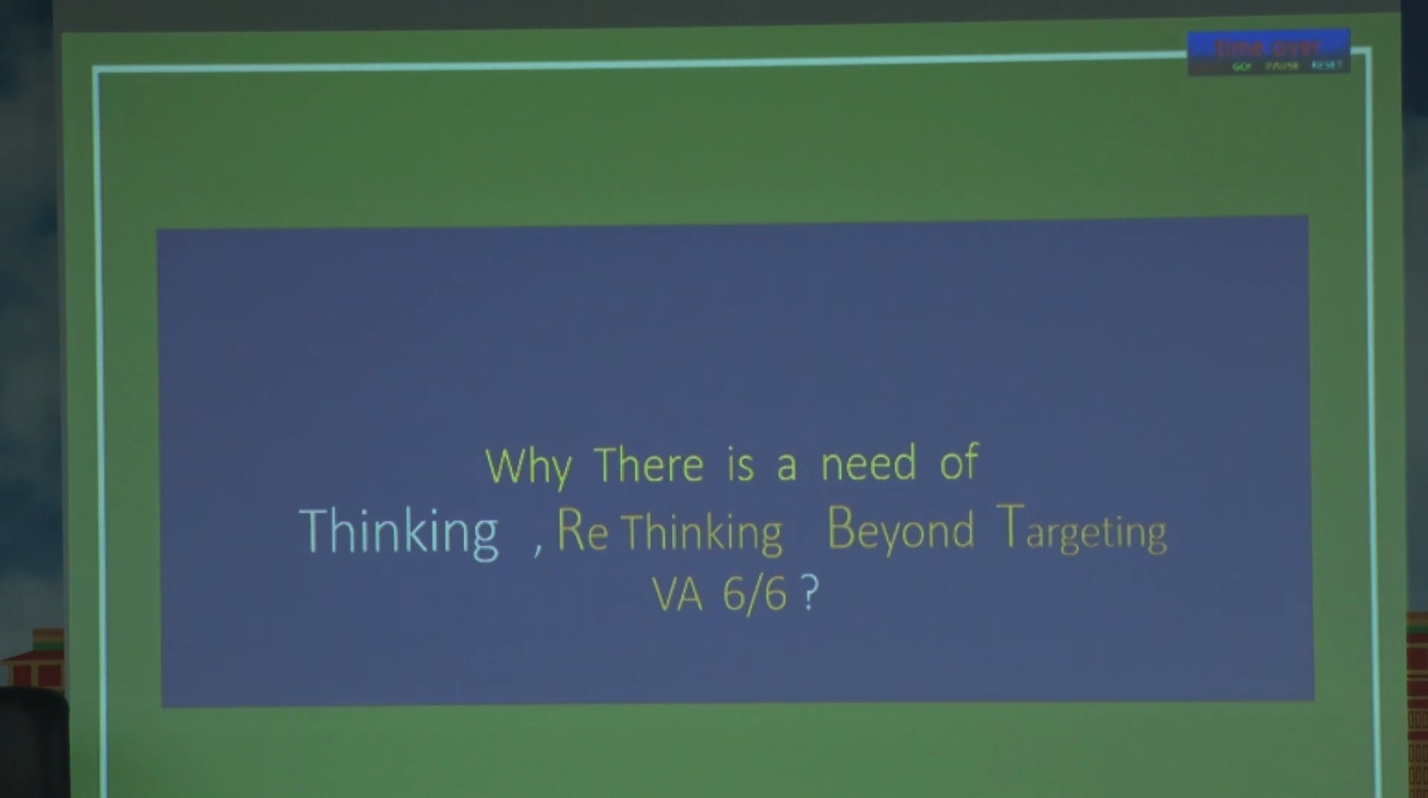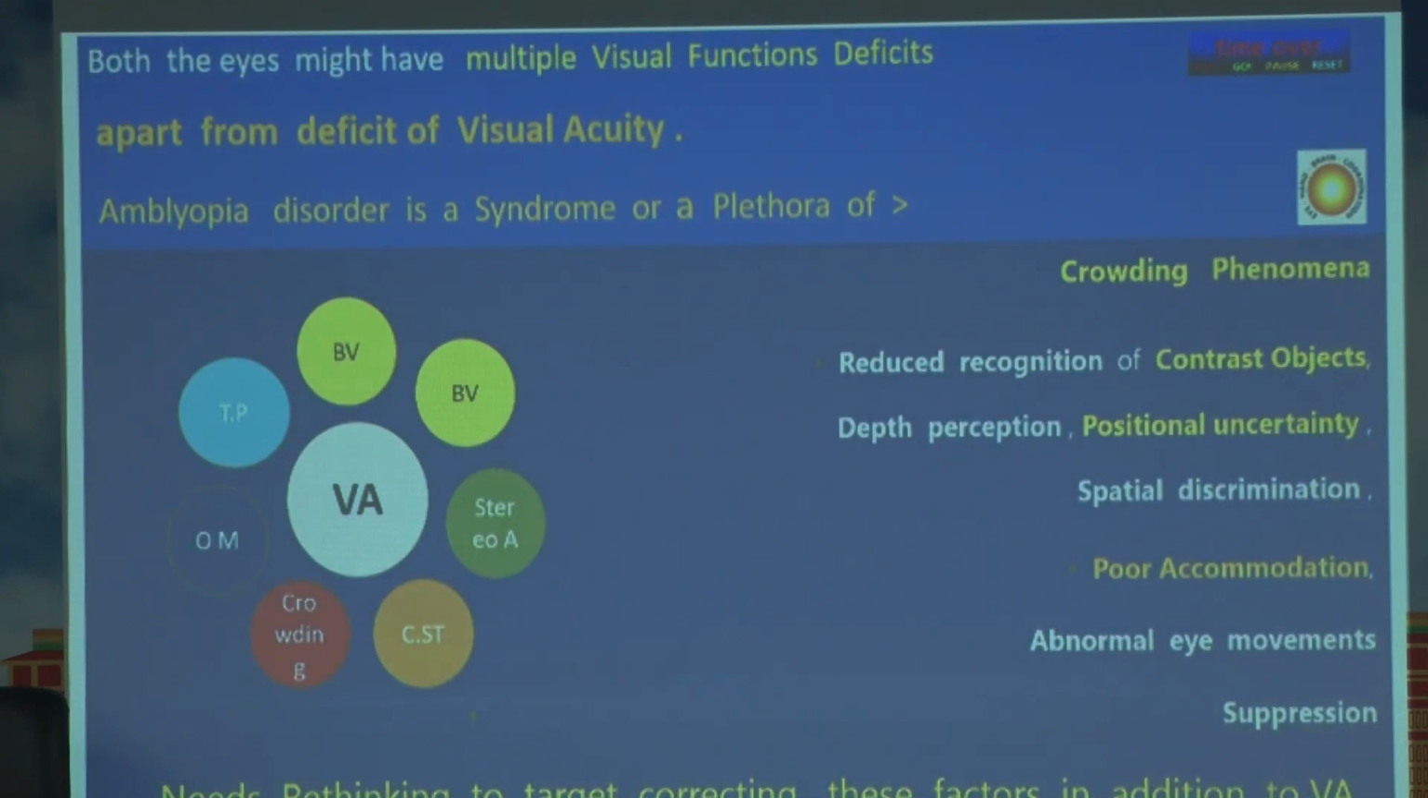And now the most important thing, I'm going to tell you something different today. Why is there a need for thinking and rethinking beyond targeting 6/6? Everybody is trying to increase visual acuity up to 6/6. But both eyes might have multiple visual function deficits apart from the deficit of visual acuity. Amblyopia is a disorder, a syndrome, or a plethora of so many deficiencies like crowding phenomena, reduced recognition of contrast objects, depth perception, positional uncertainty, and so many things.